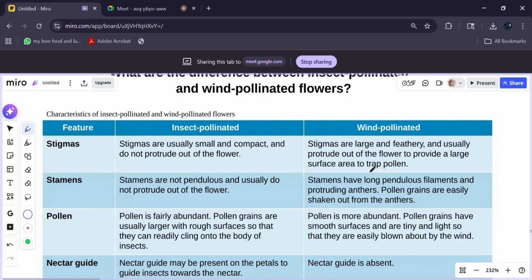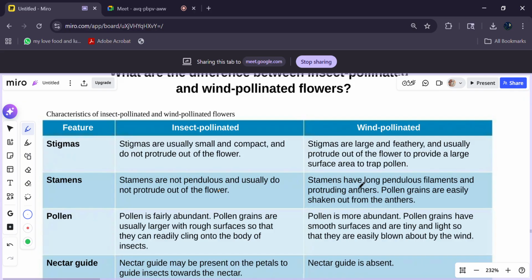Stamens are not pendulous, and usually do not protrude out of the flower, but in wind pollinated flowers, the stamens are long, pendulous filaments producing anthers. Pollen grains are easily shaken out of the anthers because of the wind.